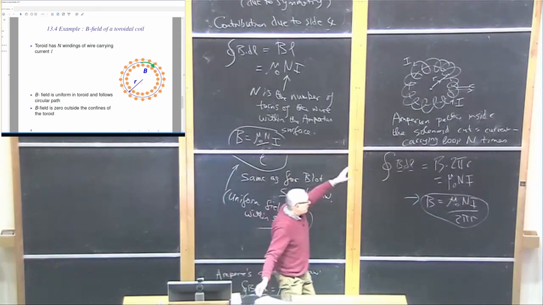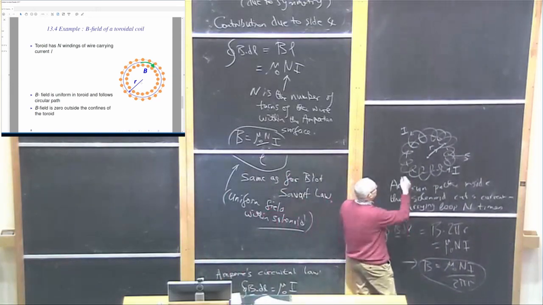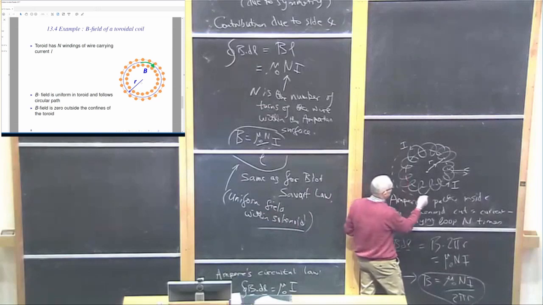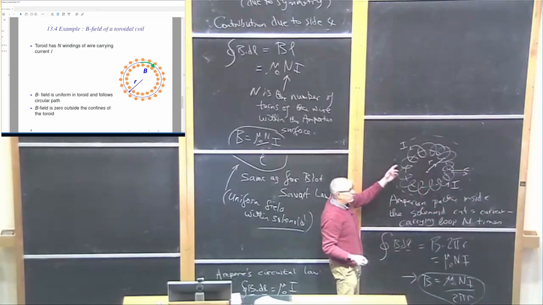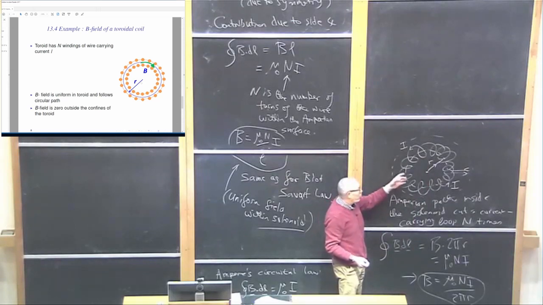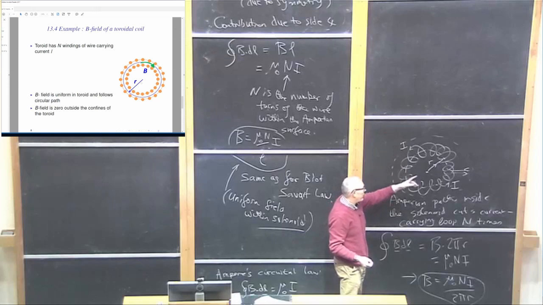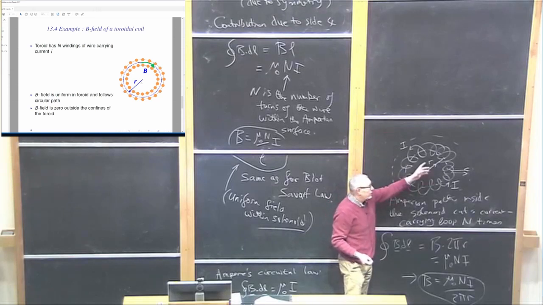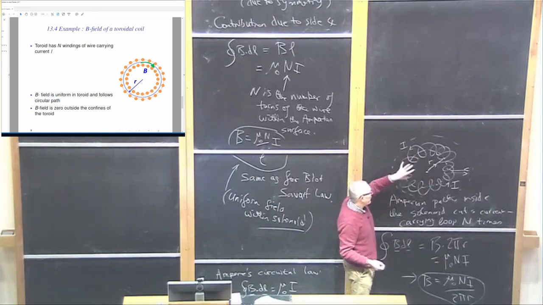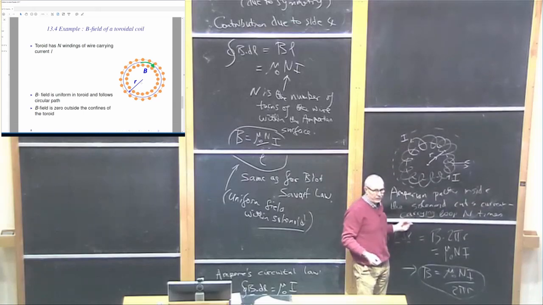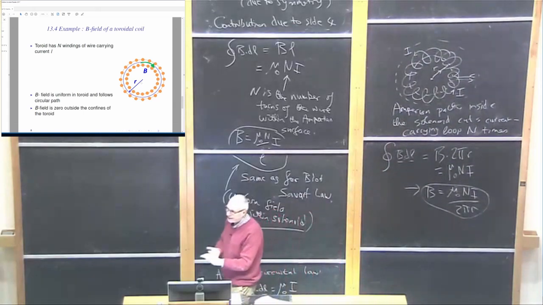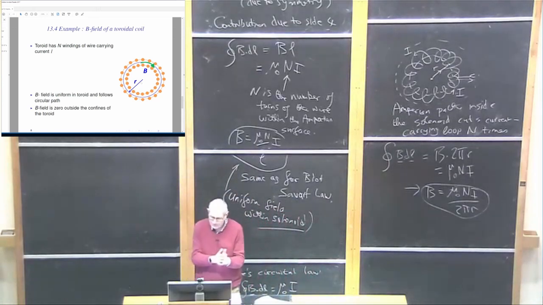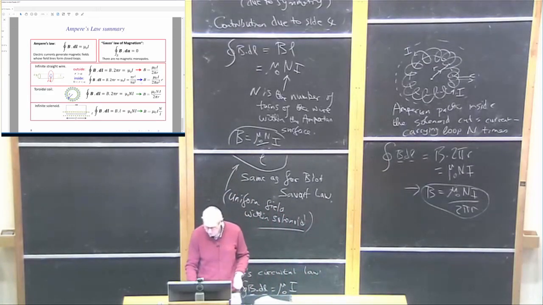But hey, look, if I take a path out here, outside the toroid, all the current loops add up to 0 within that, outside there or inside there. So actually all the field is within the toroid itself. Right. So it's quite a cool law.